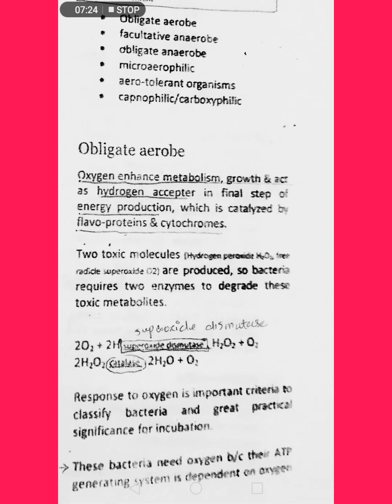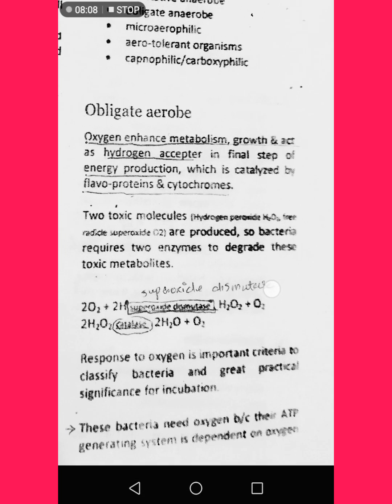Two toxic molecules, hydrogen peroxide and the radical superoxide, are produced. The bacteria require two enzymes to degrade these toxic metabolites. The first enzyme is superoxide dismutase, and the second is catalase. These two enzymes are required to degrade the toxic metabolites.